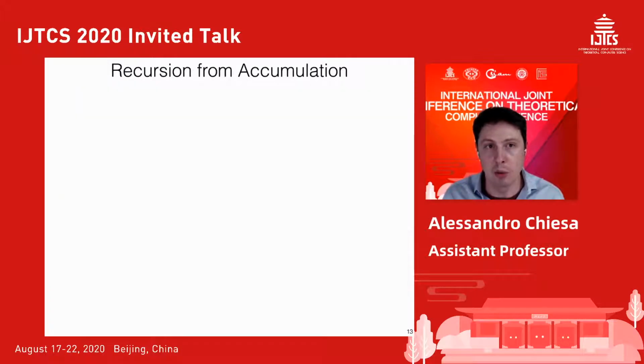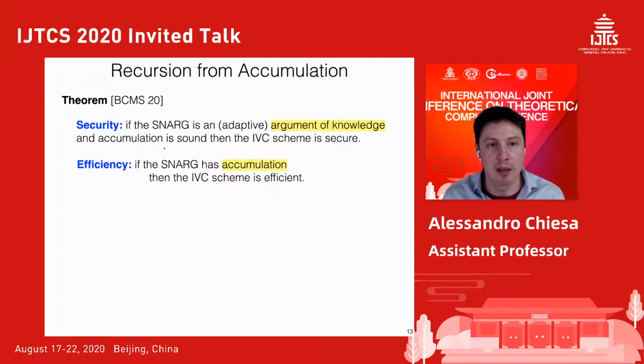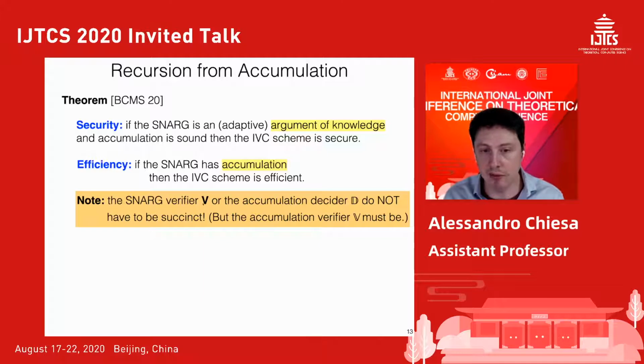So this leads to an updated theorem. Like before, from a security standpoint, if the snark is a snark, namely an adaptive argument of knowledge, and the accumulation scheme is secure, then one can prove that the IVC scheme is secure. I didn't really go too much into the accumulation scheme security, but that's okay. And here, what we gained is, from an efficiency standpoint, if the snark has accumulation, not succinct verification necessarily, then the IVC scheme is efficient. Namely, it's okay if the snark verifier or the accumulation decider are not succinct.